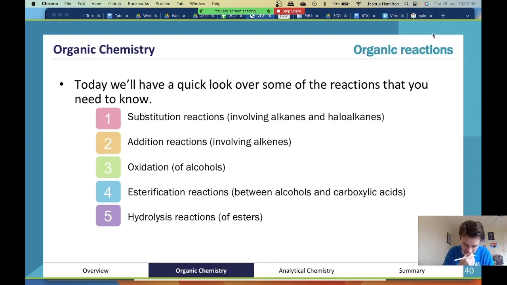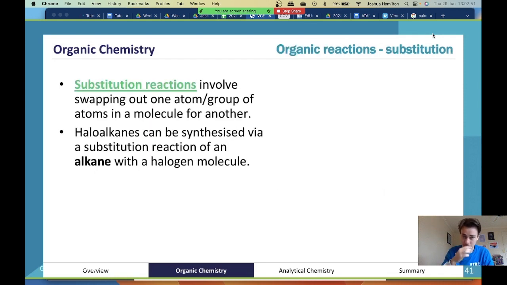So moving forward, we're going to move into our reactions. So we've got 5 different reactions. We're just going to move straight into them. So we'll start off. This is the most basic and common one. This is a substitution reaction. This essentially involves taking one thing out and putting something in.